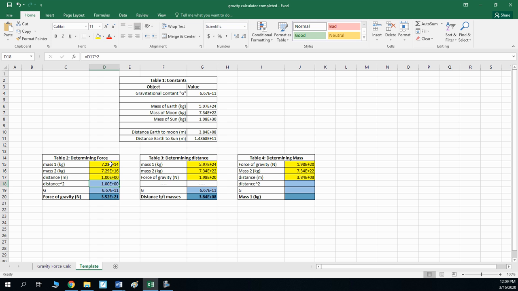A lot of you guys wrote the actual numbers in these blue boxes, which would make this calculator inoperable. It would be doing nothing. The whole reason this calculator exists is because it takes the information in the yellow boxes and then calculates it using the code that's in the blue boxes. So if you just wrote the numbers in the blue boxes, you'll have to go back and fix that information.